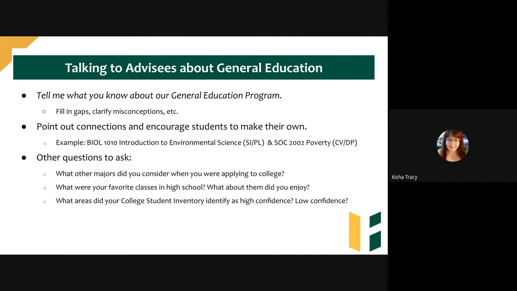And as students go through and are taking general education classes, I'd love for you to be able to point out connections and help encourage students to make their own connections. So I have an example for you here. We have two courses that we offer here on campus: Introduction to Environmental Science and Poverty. So both have several different designations here. For those of you online or here, could you think of what ways those two seemingly unrelated courses might relate to each other?